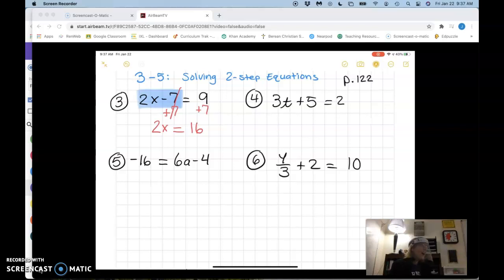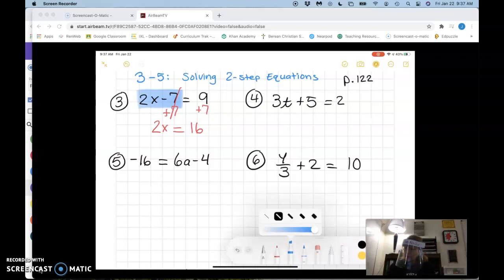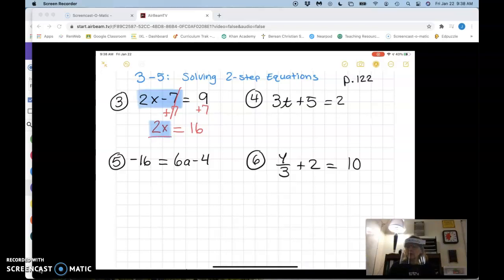Okay, and so now I'm going to look again at what's happening to the variable. And I'm going to do the opposite. What is happening to the variable? It's being multiplied, so I'm going to do the opposite, which is division. Divide by whatever is next to the x. Whatever you do to one side, you do to the other. And then x equals 8. Very good. So those cancel out. I'm running out of room. And x equals 8 because 16 divided by 2 is 8.